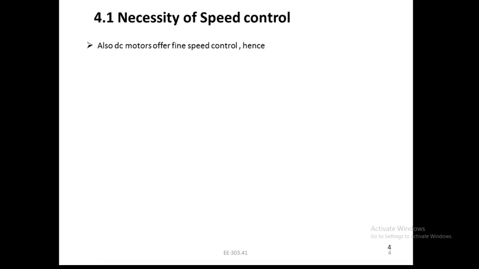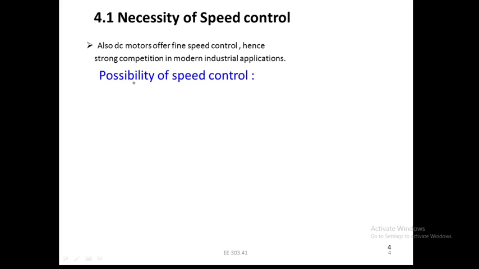So, the necessity of speed control. DC motors offer fine speed control, hence strong competition in modern industrial applications. The speed control is very fine compared to AC. That's why we go for DC in modern industrial applications.